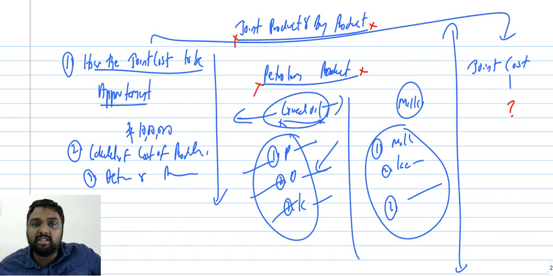Joint cost is the common cost which has been used for petrol, diesel and kerosene. It has to be apportioned.